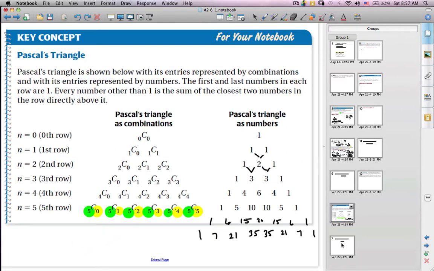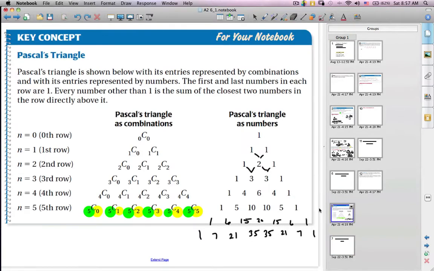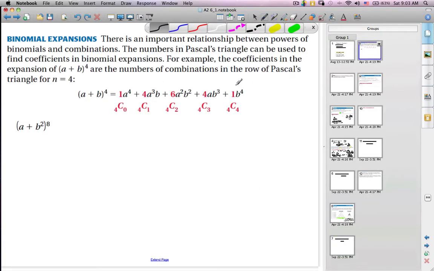All right, so let's go ahead and just sort of work with Pascal's triangle. So I want you to do problems 27 and 28. So if I want to do a binomial expansion, that's what I'm going to do here.